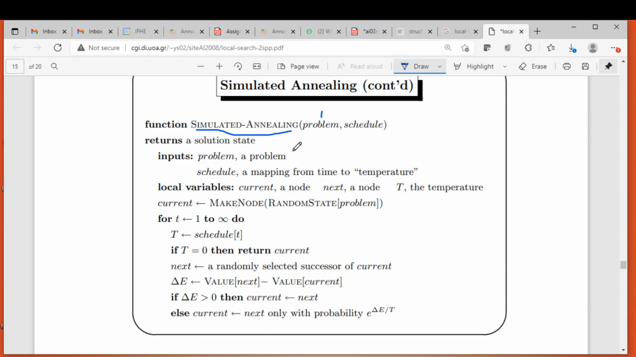The inputs are the problem and the schedule. The schedule is a mapping from time to temperature. There are local variables: current, the current node; next, the next node; and t, the temperature. Basically it is time that we are now calling temperature, that is, how much time it takes for the algorithm to find the solution. For t equal to 1 to infinity, we are doing this.